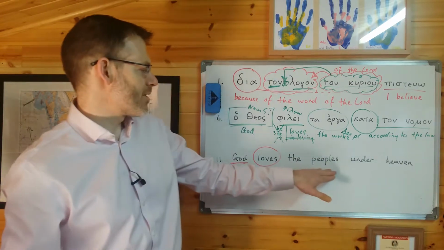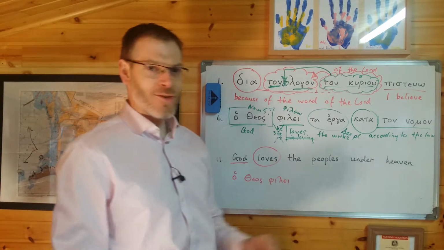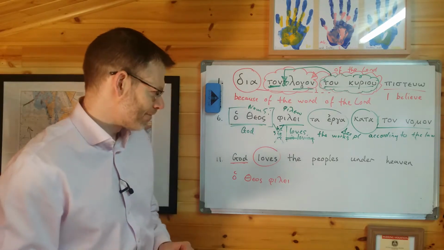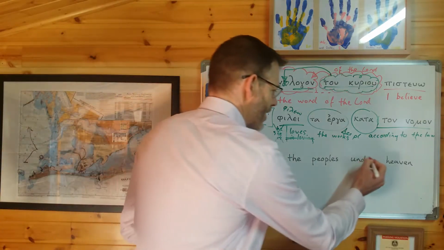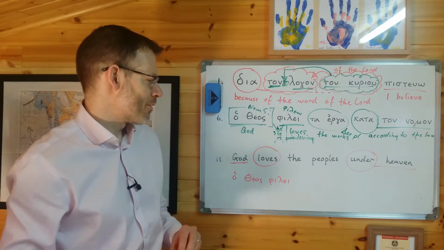And the peoples is the object, and under heaven is telling you something about the object. So perhaps we want to say that the peoples under heaven is the object, but under is going to be a preposition and heaven is going to be its complement. So how do we do this?